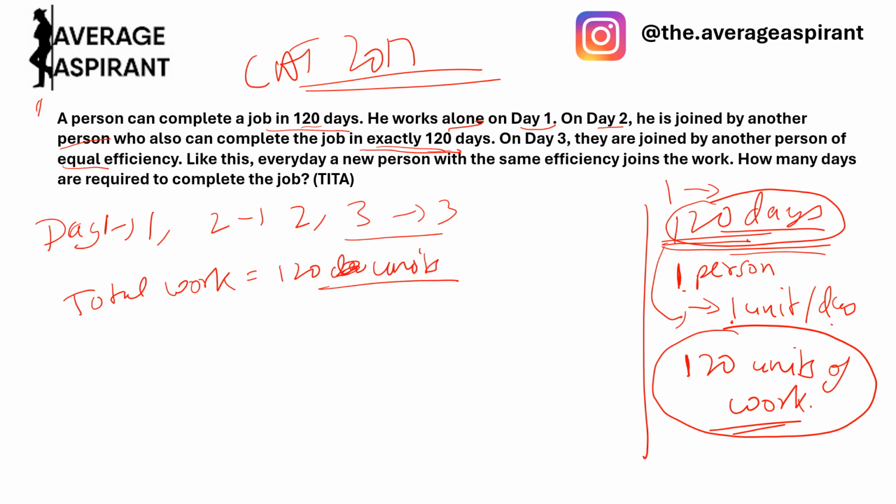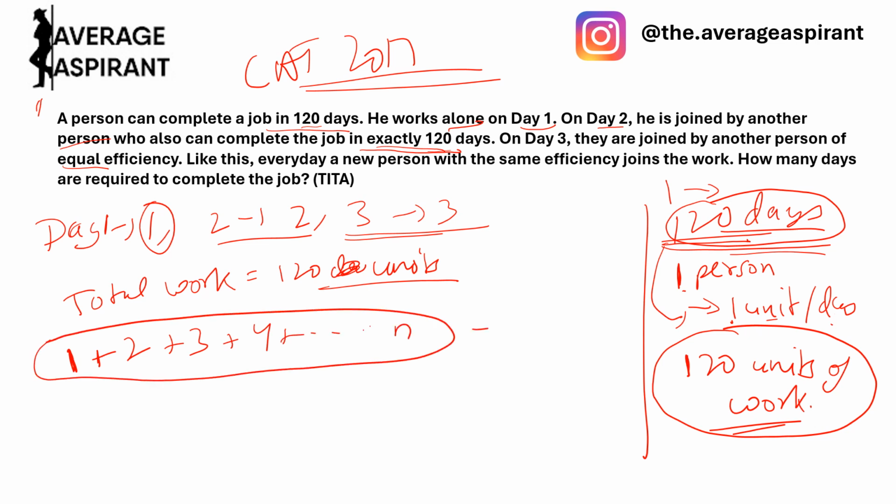Now, one person is working 1 unit per day. Two people will work 2 units per day. Three people will work 3 units per day. So what does it mean? On the first day, the total work will be 1 unit. On the second day, it will be 2. On the third day, it will be 3. Fourth day, it will be 4, and so on up till n. If we have to complete the work, the total of these should be 120.